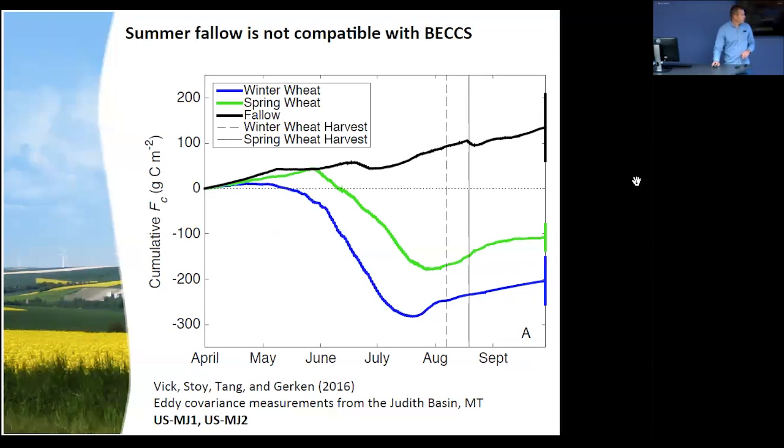These are eddy covariance measurements that my grad student Liza Vick made a few years ago. In the Judith Basin, you have losses of carbon. That's that positive number, means carbon is going to the atmosphere. And then your wheat crop on an annual basis might not be sequestering a lot of carbon per se, but during the growing season, it is sequestering carbon, at least over those timescales.